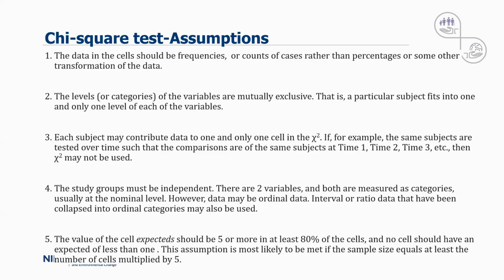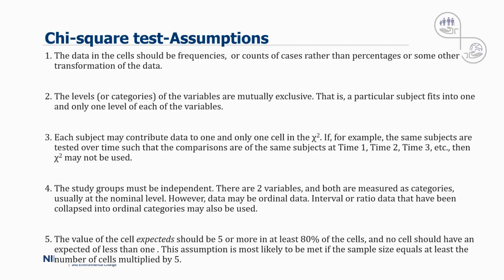Then the second assumption is the levels or categories of the variables should be mutually exclusive. So if you have, let's say, age groups as a categorical variable for one of your exposures in the chi-square test, then they should be mutually exclusive. Obviously, a person who belongs to one age group should not be in another age group. Or when you're looking at intervention groups, a person who is getting intervention A should not be getting intervention B at the same time. So they should be mutually exclusive categories. And then each subject may contribute data to one and only one cell in the chi-square.